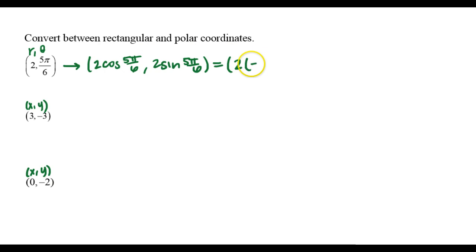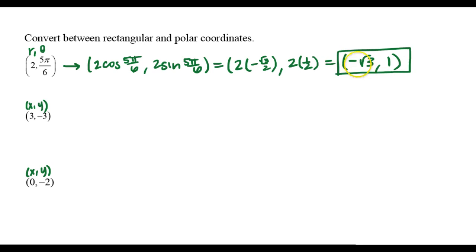So it's going to be times negative cosine of pi over 6, which is radical 3 over 2. So that's the x-coordinate. And the y-coordinate is 2 times sine of 5 pi over 6. So 5 pi over 6 again in quadrant 2 where sine is positive, and sine of pi over 6 is a half. So simplified, this is negative radical 3, comma 1. So here is my coordinate point written in rectangular. So there's my x and there's my y.